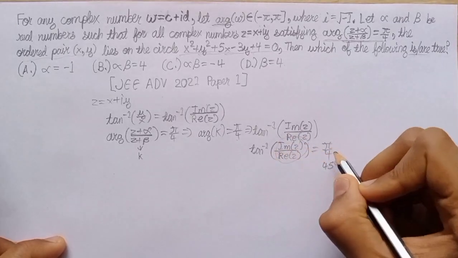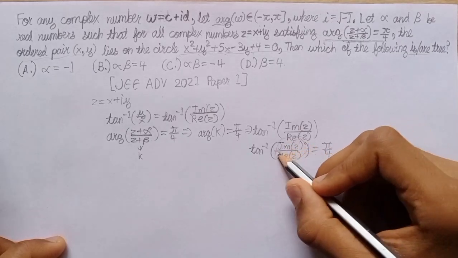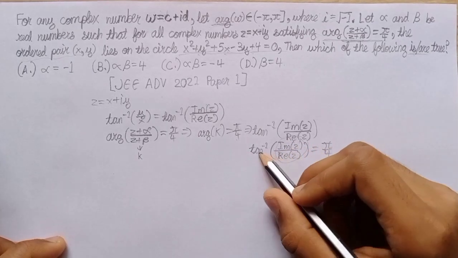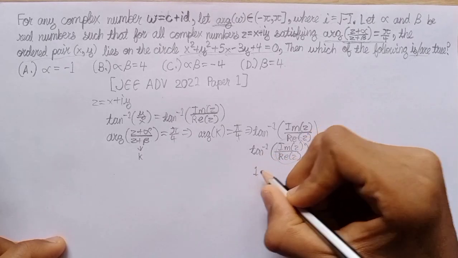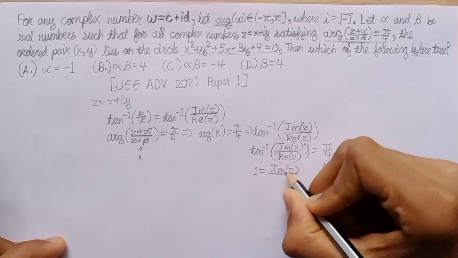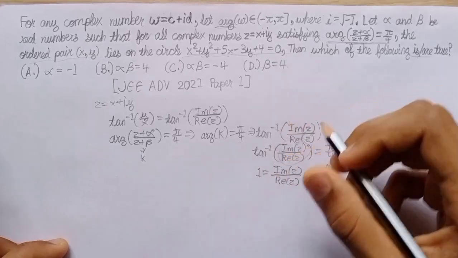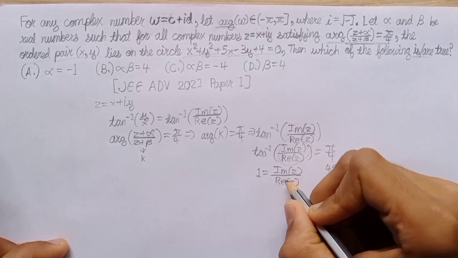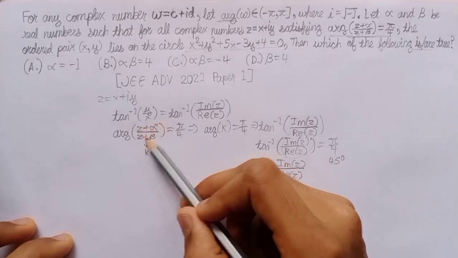So that means tan pi by 4 is equal to imaginary part of z by real part of z. That means we know that tan 45 is 1. So 1 is equal to imaginary part of z by real part of z. That means imaginary part of z is equal to real part of z.